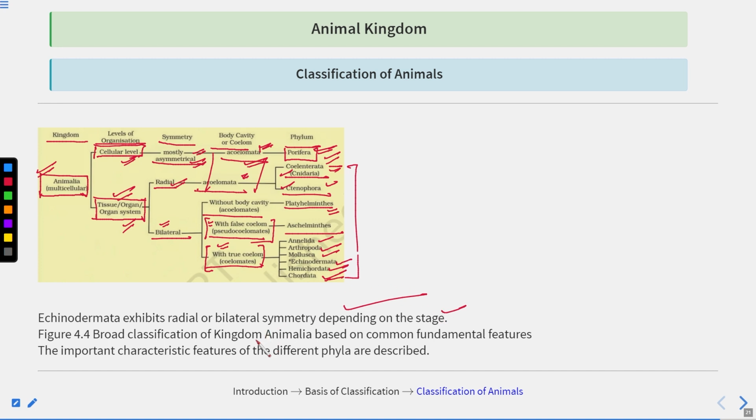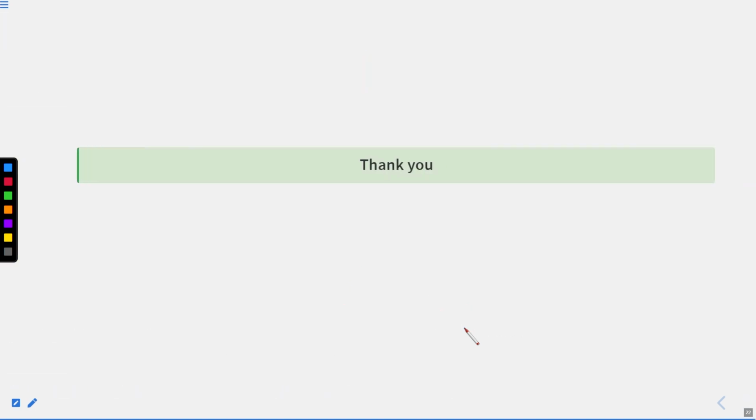And this figure shows the broad classification of the animal kingdom based on the fundamental features which we discussed today. So the important characteristic features of the different phyla are described. So this is all about this session. Okay, thank you very much.